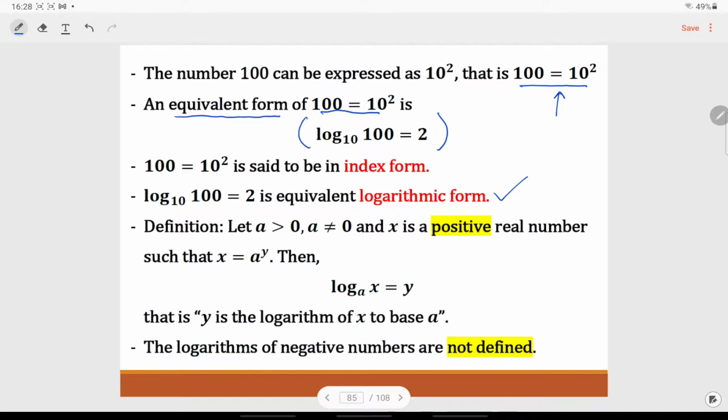Now we consider the following definition. Let a be greater than 0 and a not equal to 1, and x is a positive real number such that x equal to a to the power of y. So this is in index form. How to convert this index form to logarithmic form? We have log x to the base a equal to y.